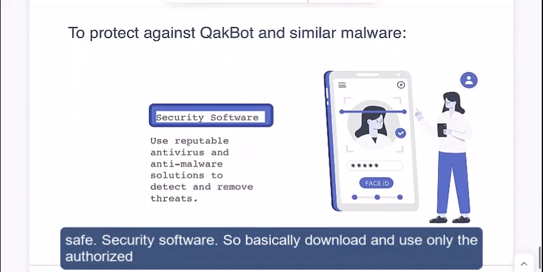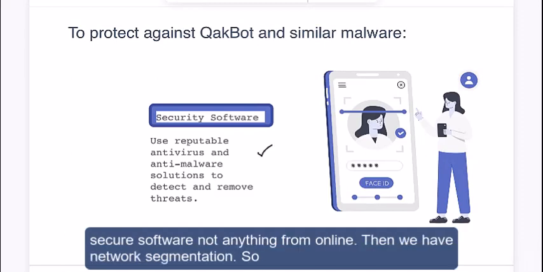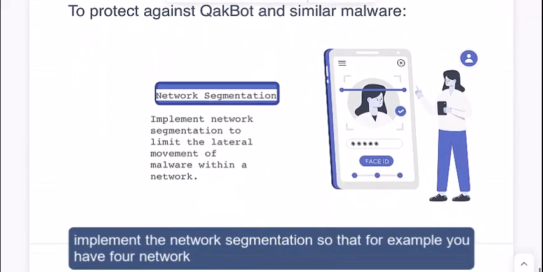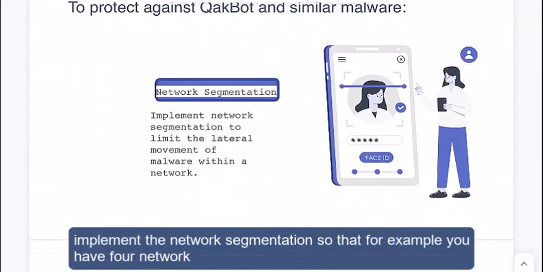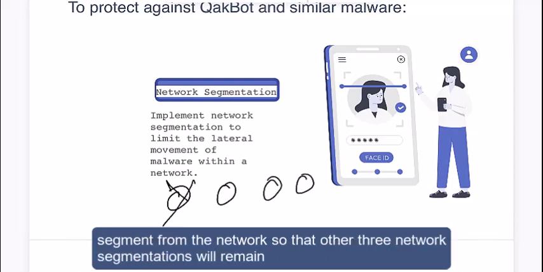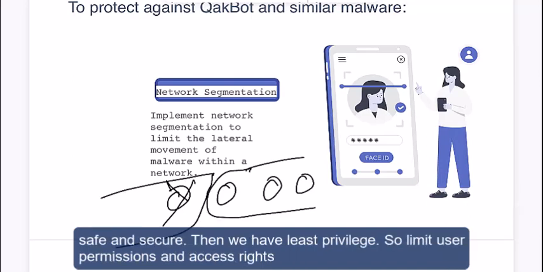Security software: download and use only authorized, secure software, not anything from online. Then we have network segmentation. Implement network segmentation so that, for example, if you have 4 network segments and one is infected, you can at least remove that segment from the network so that the other 3 segments remain safe and secure.